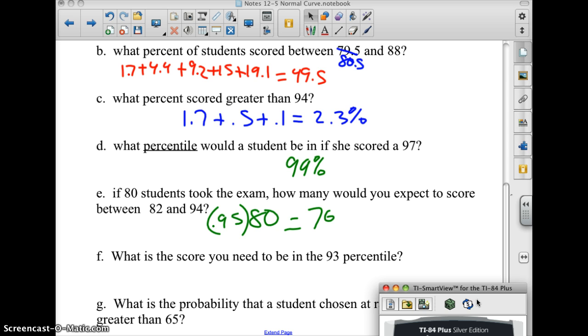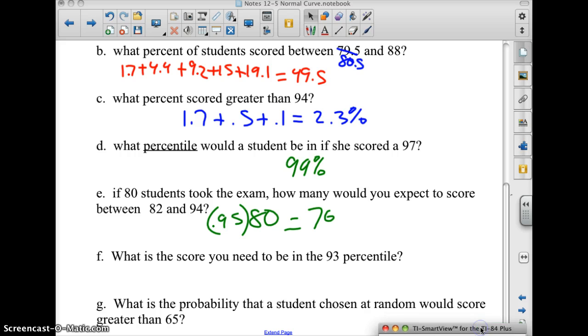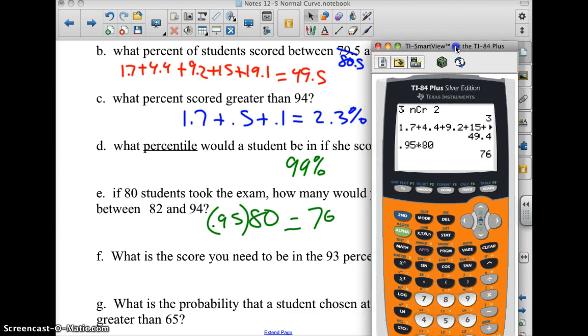What is the score you need to be in the 93rd percentile? We'll get to that tomorrow. What is the probability a student chosen at random would score greater than 65? We'll talk about that one in class tomorrow too.